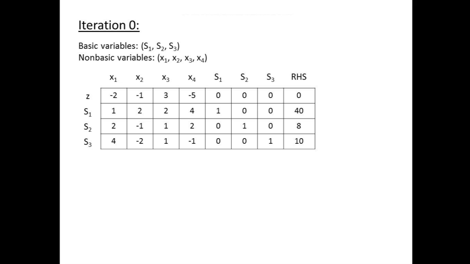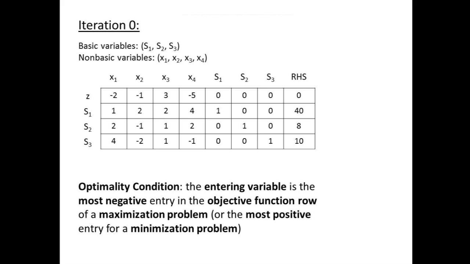Now we can proceed with the Simplex algorithm. For each iteration, we apply the optimality condition, which is used to determine the entering variable, the non-basic variable that will become basic, and the feasibility condition, which is used to determine the leaving variable, the basic variable that will become non-basic. According to the optimality condition, the entering variable is the most negative entry in the objective function row of a maximization problem, or the most positive entry for a minimization problem.